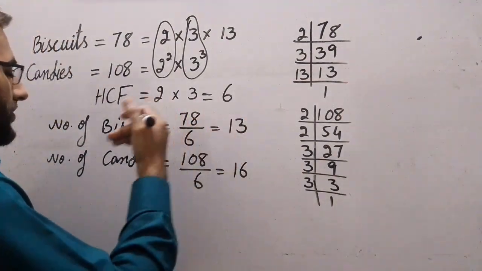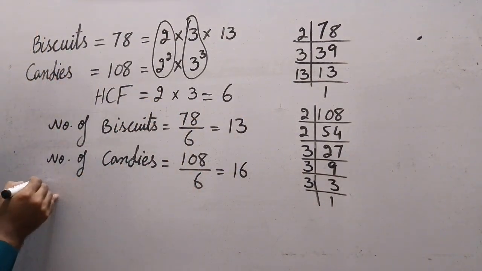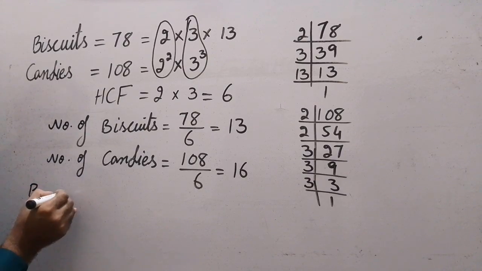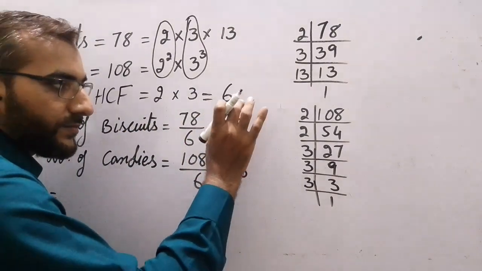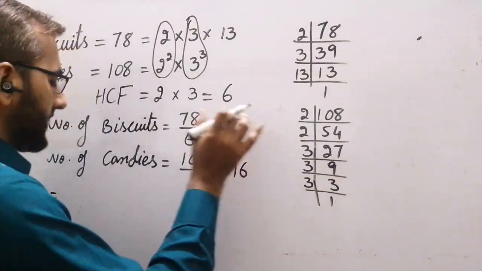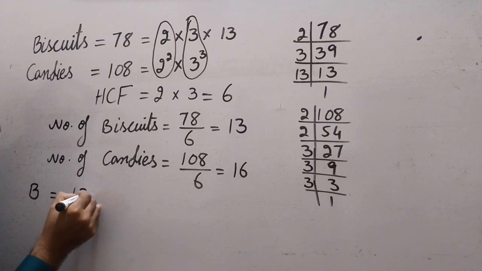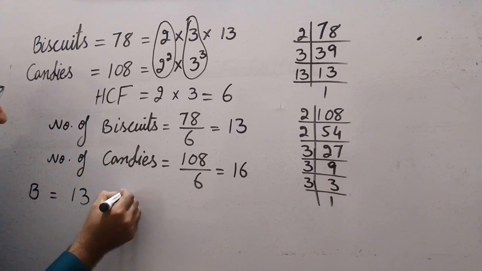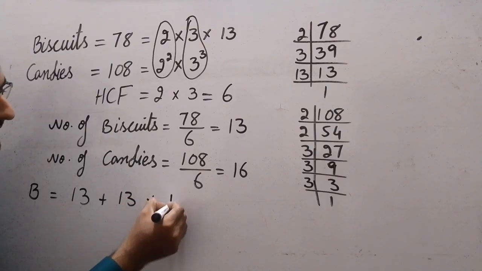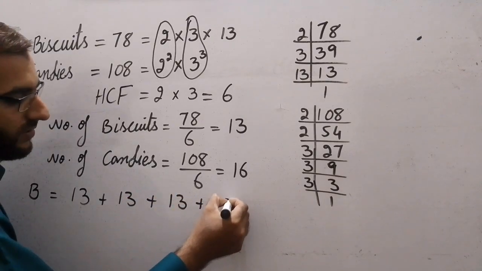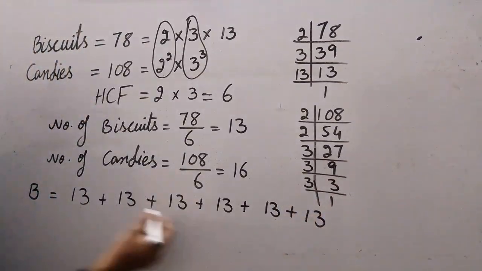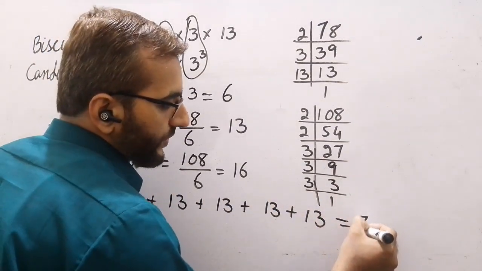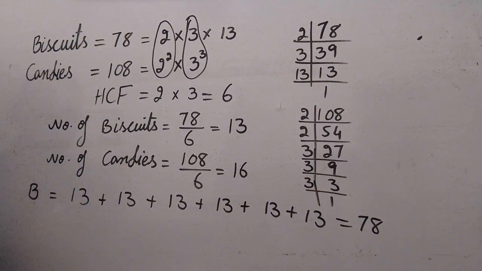So we can also explain that for biscuits, there are 6 bags of 13 biscuits. Means one bag 13, second bag 13, third bag 13, fourth bag 13, fifth bag 13 and sixth bag 13, which makes the total of 78.